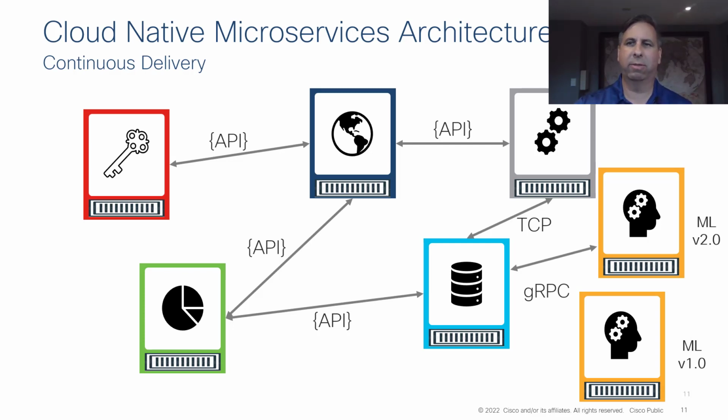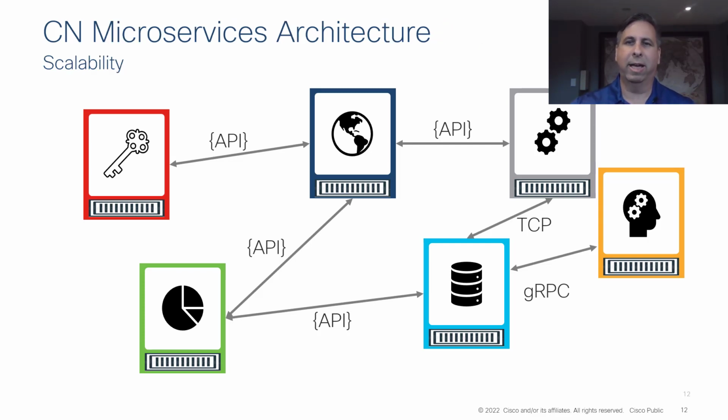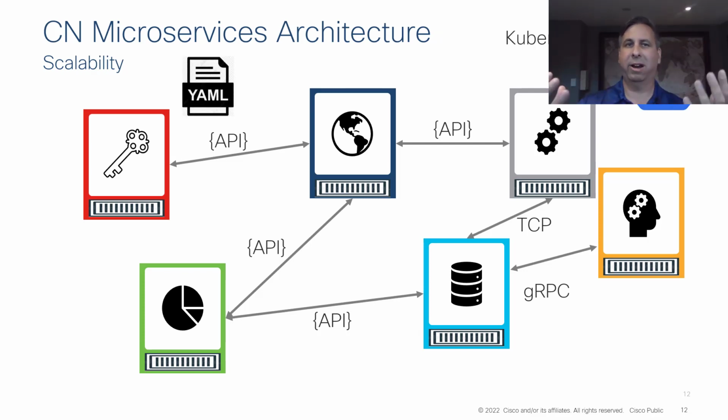Let's say there's an issue with version 2.0 of this ML app. I just roll that back to 1.0, and again, it's instant. And then when I'm ready for my modified upgrade, I just go ahead. So a tremendous amount of availability is realized through this continuous delivery architecture. Not only that, but scalability itself. When we containerize these services, we can describe this entire application environment in a YAML file.